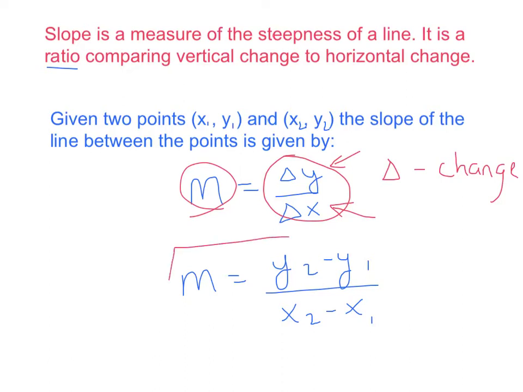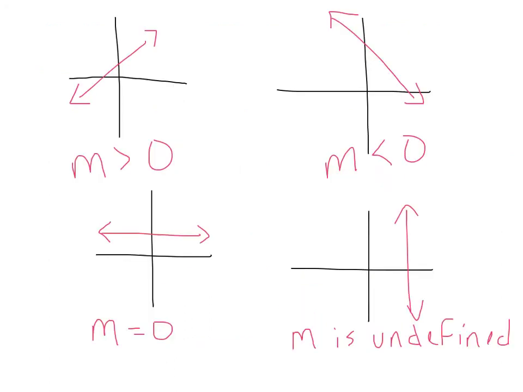So the formula for finding the slope between 2 points is y2 minus y1 divided by x2 minus x1. And remember, it doesn't really matter which one you call point 1 and which one is point 2, as long as you do the y's and the x's in the same order. So just kind of looking at some general ideas of slope and some general graphs.